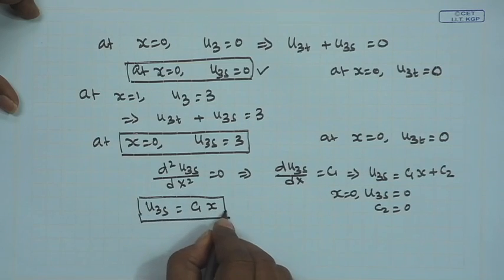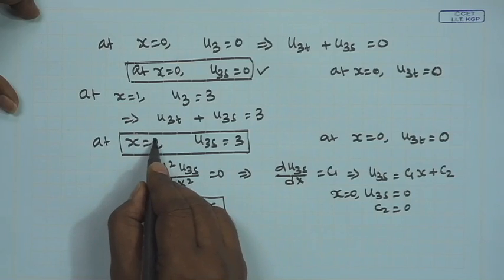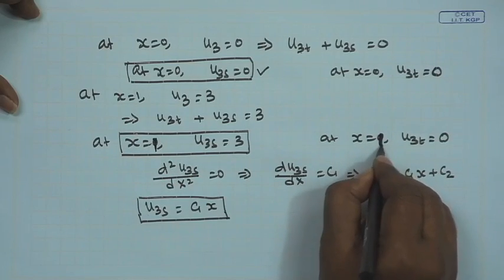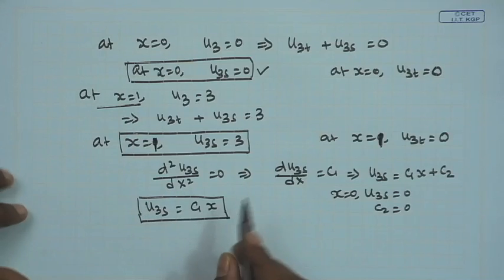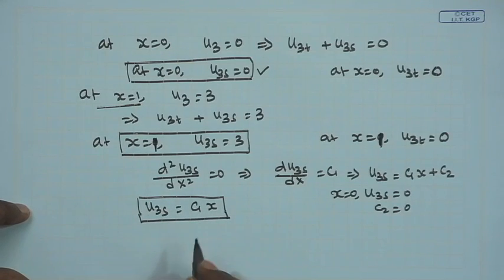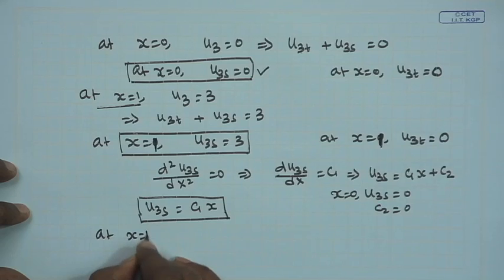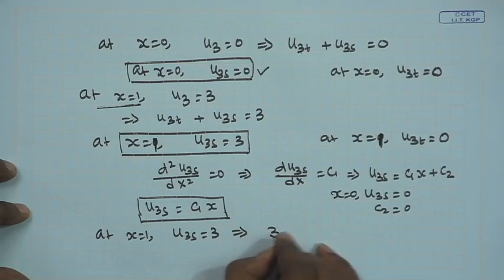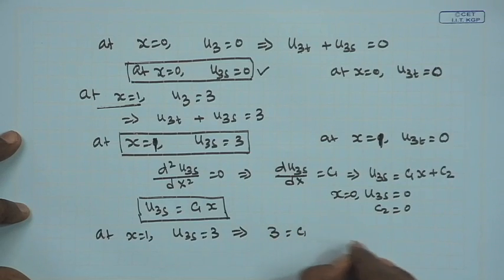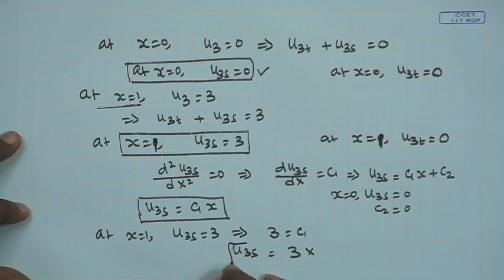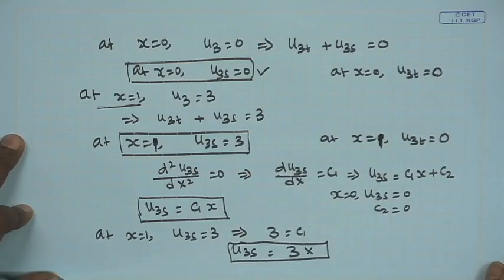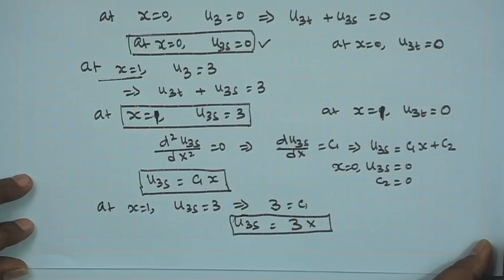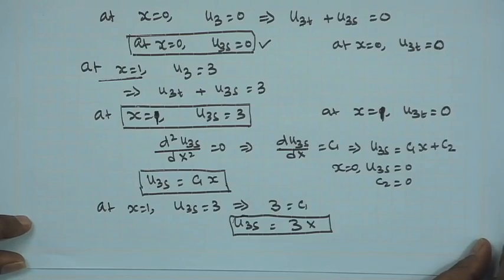Now, we apply the second boundary condition at x is equal to 1. So, this is at x equal to 1, this is also at x equal to 1. So, there is a mistake there. So, U3S is equal to C1x. So, at x is equal to 1, U3S is equal to 3. So, if you put that, then it becomes 3 is equal to C1, and therefore, U3S is nothing but 3x. This is the solution of U3S. So, U3S is equal to 3x. So, we got the complete solution of the space varying part or the time independent part.